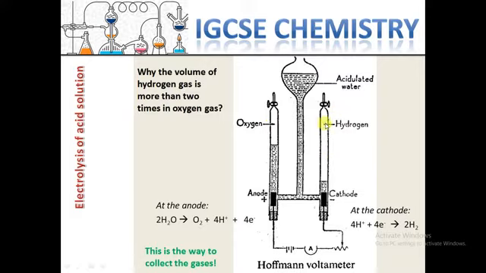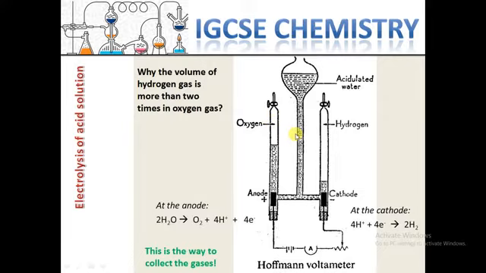So look at these two gases, oxygen gas and hydrogen gas, which are trapped. If you look carefully, you can see the volume of hydrogen gas is more than oxygen. There is a question raised here: why is the volume of hydrogen gas about 2 times the oxygen gas? This is the question from this part.